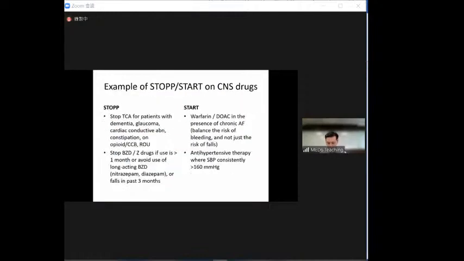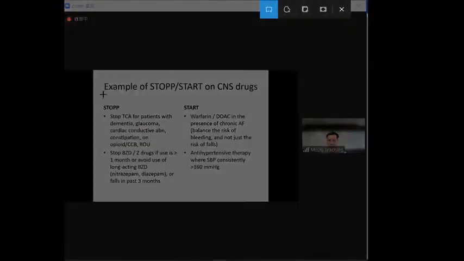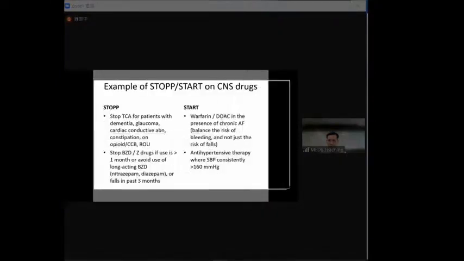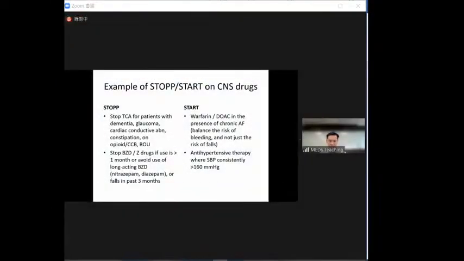For example, this is the start and stop on CNS drugs. So I list some criteria here. For example, try to stop the tricyclic antidepressant for patients with dementia, glaucoma, cardiac conductive abnormalities, constipation, etc. Try to stop the Z drugs, zopiclone, zolpidem, and also the benzodiazepine, if the drug is used for more than 1 month. This you still need to have some judgment in the use of the start and stop.